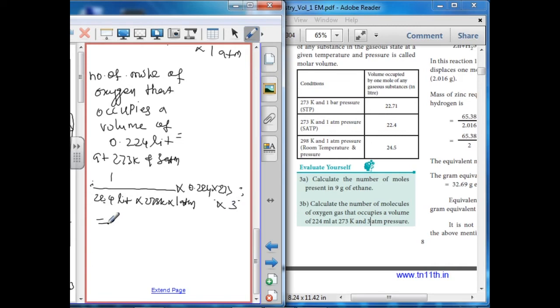So the answer is 0.01 into 3. So liter and liter cancel, Kelvin cancel, and atmosphere cancel. So the answer is 0.01 into 3, the answer is 0.03 moles. So the number of moles of oxygen gas that occupies a volume of 224 ml at 273 Kelvin and 3 atmospheric pressure is 0.03 moles.